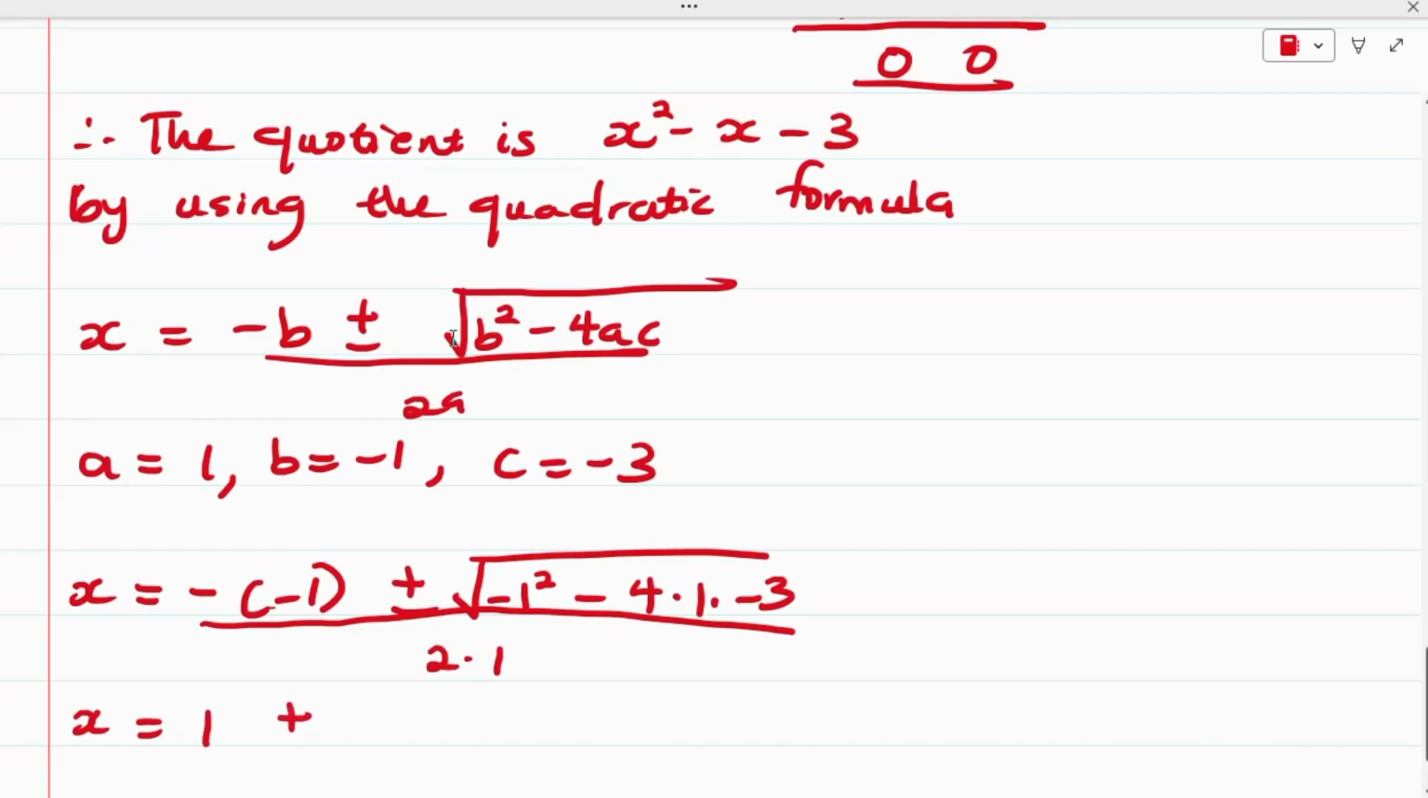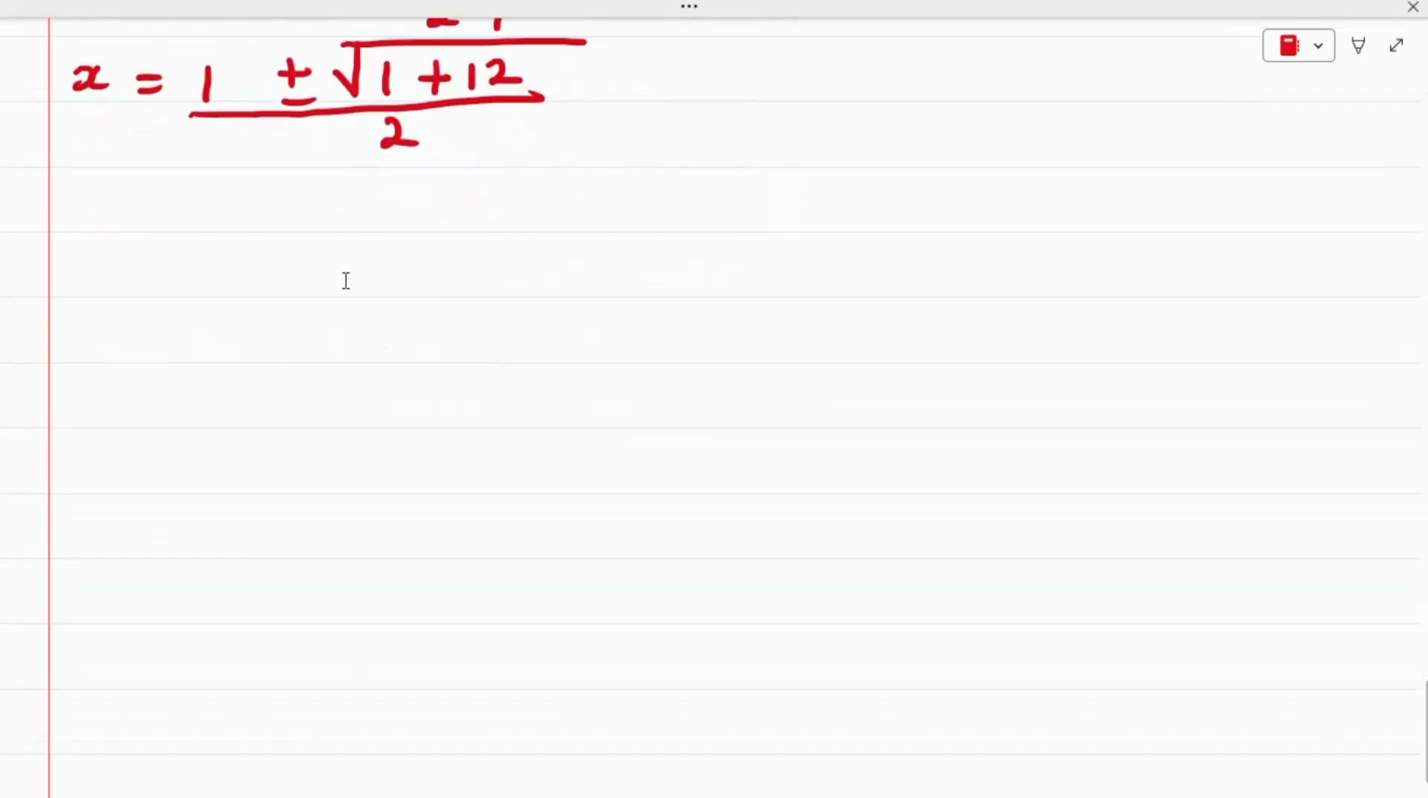And x is equals to negative multiply negative is positive, so this is going to be 1 plus minus the square root of minus 1 squared is 1 minus 4 multiply 1 is 4. 4 multiply negative 3 is going to give us negative 12. So negative 12 multiply negative is going to become positive 12, all over 2 multiply 1 is 2. Alright, and we have x is equals to 1 plus minus the square root of 1 plus 12 is 13, all over 2.